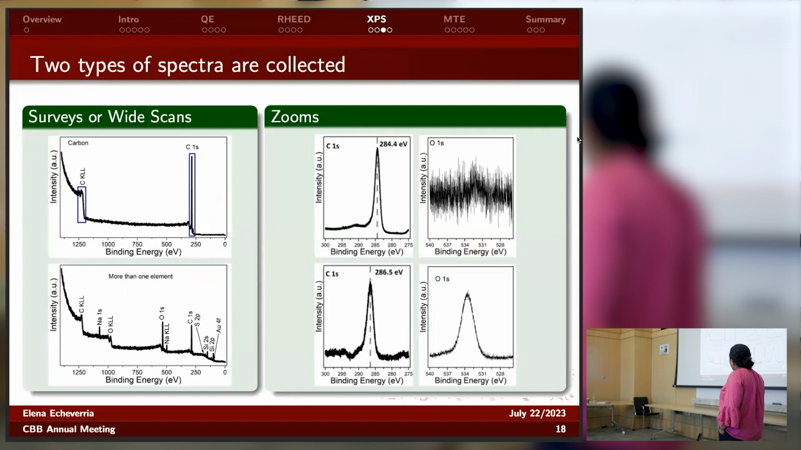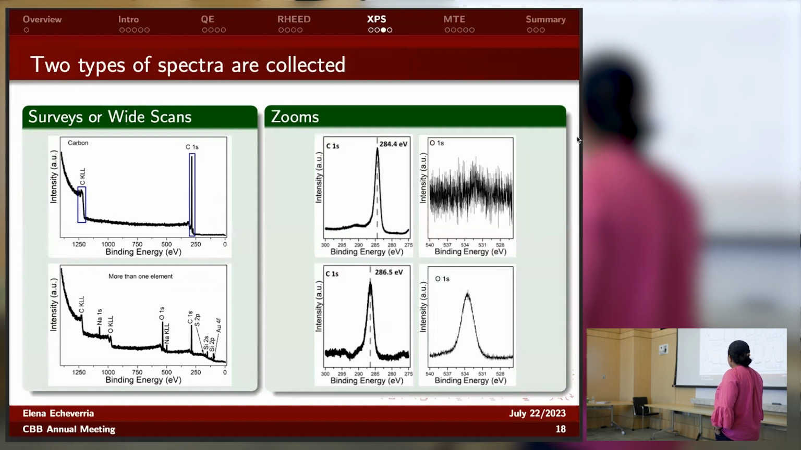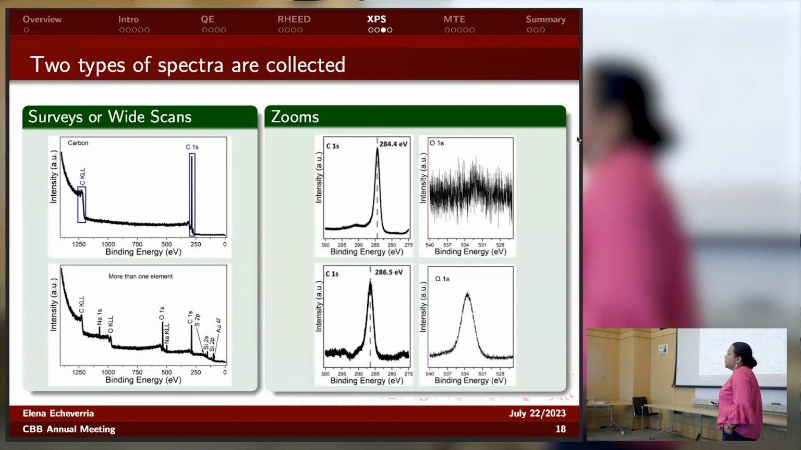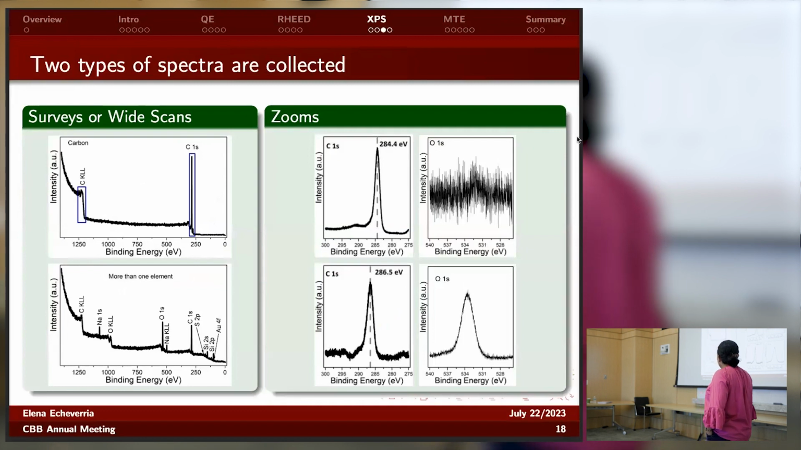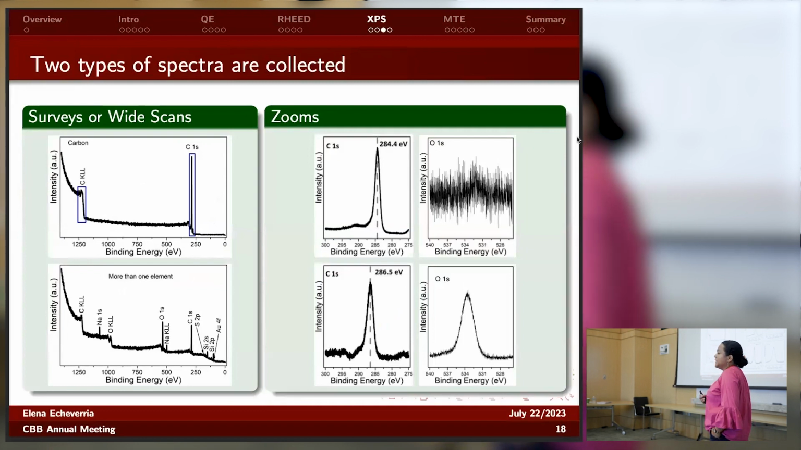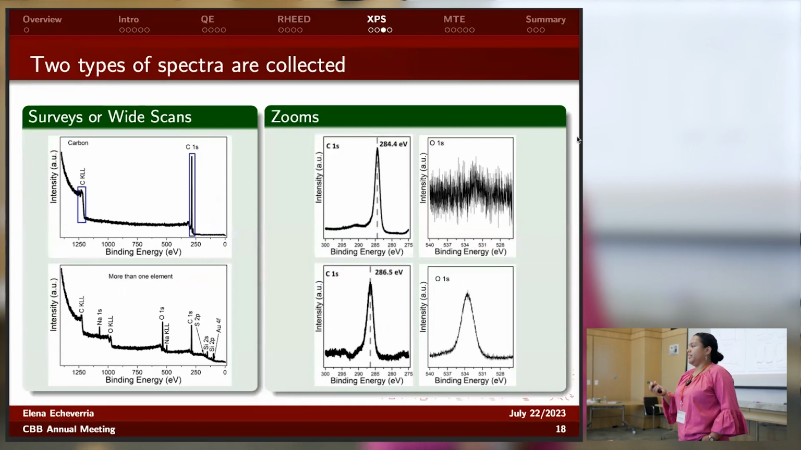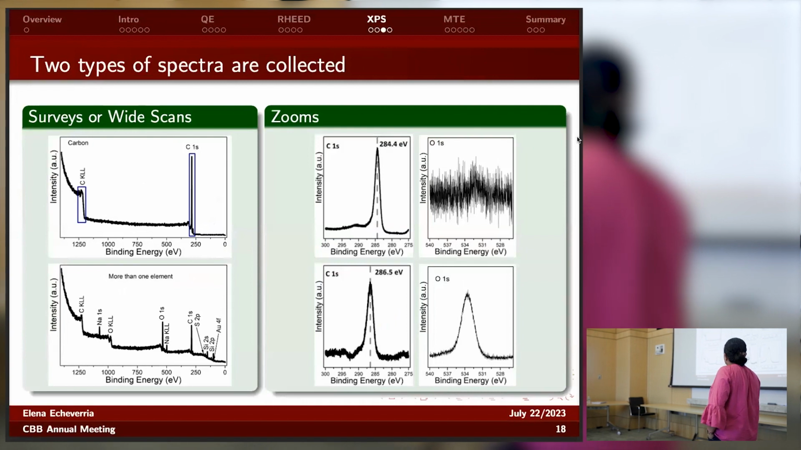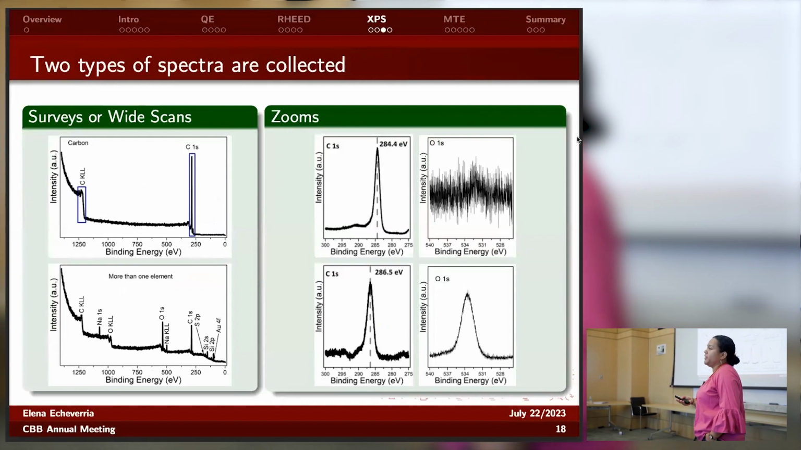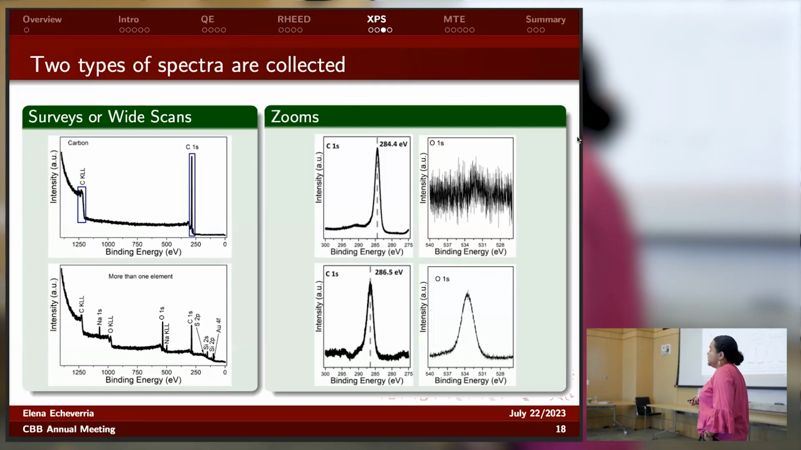Something I want to highlight from this is that this is a sample that was grown on silicon, and here we can see the peaks of the silicon. If we can see the peaks of the silicon, it means that probably the sample is less than 10 nanometers thick. Now, what else can we know besides the element and composition of the sample?